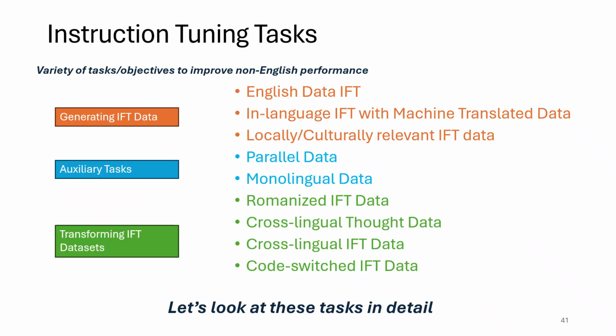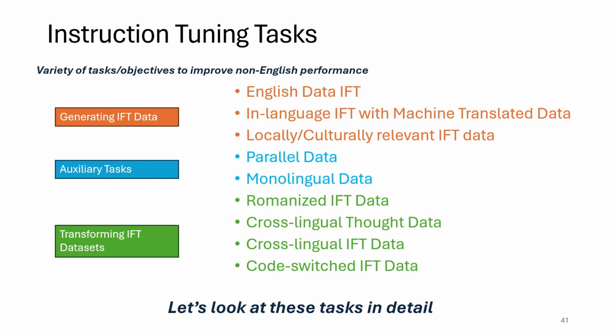So what are the different kinds of instruction fine-tuning strategies to improve performance for these non-English languages? We can break this up into different kinds of tasks. One is that we want to generate instruction fine-tuning data in such a way that cross-lingual performance improves. We could just train on English data and hope cross-lingual transfer happens. Or two, we could generate in-language instruction fine-tune data using machine translation. Of course, if native language data is available for instruction fine-tuning, all the better, but that is typically not the case, and so we need to do machine translation.